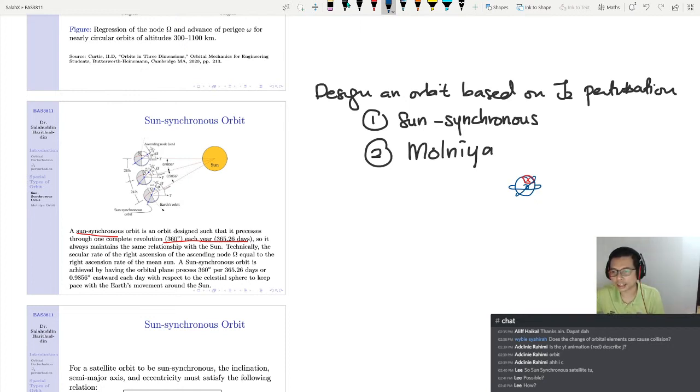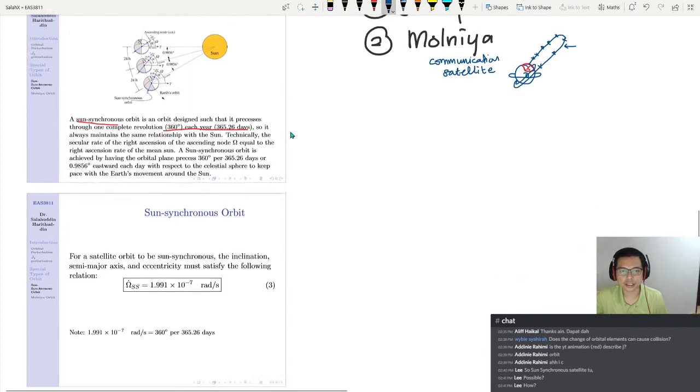And then if you design it further, you will do something like this: an elliptical orbit, which has most of the portion of the orbit at the top here, so that if you are living here in Russia, you always see this satellite more frequently or longer throughout the day. This is what we call the Molniya orbit. It is basically used for communication satellites in the polar region, for the Russians. But before that, let's look at the sun-synchronous orbit.